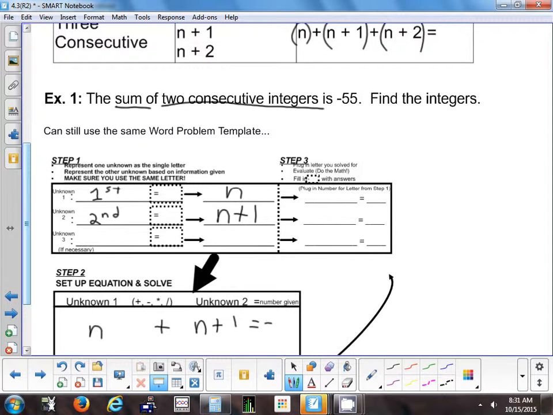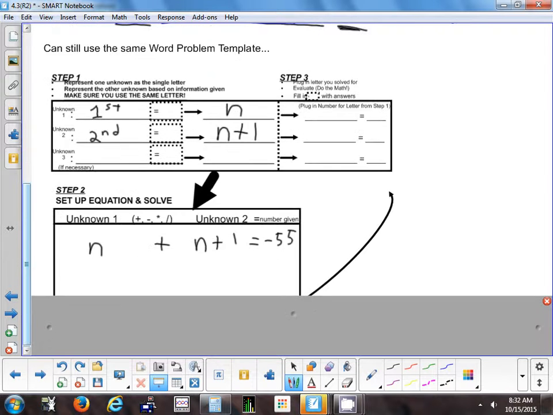Negative 55. All right, because they add up to a negative, I think the two answers here are going to be negatives, which is fine. Then it becomes negative 55 because that was given. Just like the problem we did yesterday, whatever number is given, that's going to be your answer, or what you put for equals. That was awesome.